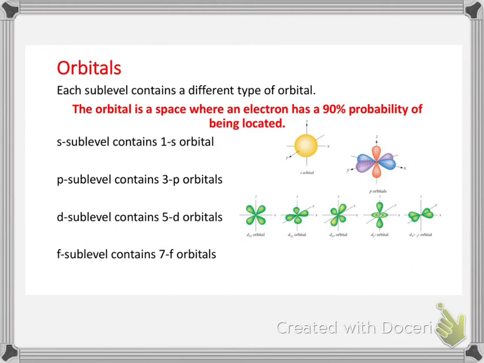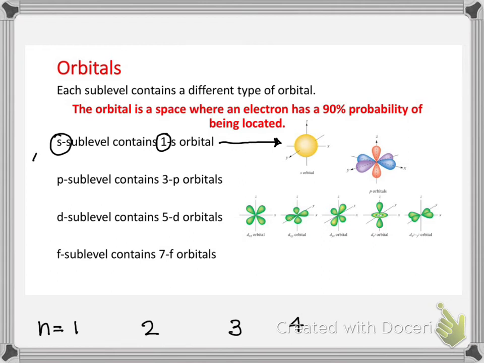Depending on what sublevel, that depends on how many orbitals. Everything with an S only has one orbital inside of it, and the S looks like a sphere. Every s orbital would look like a sphere. So remember, N is the energy level, right? We have energy level 1, energy level 2, energy level 3, energy level 4.